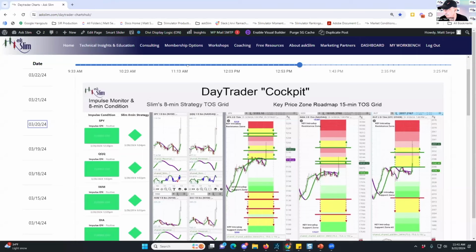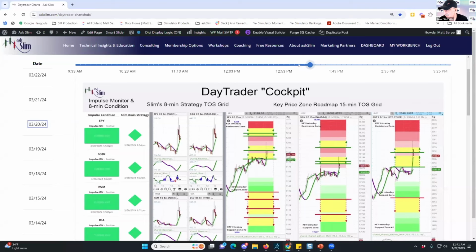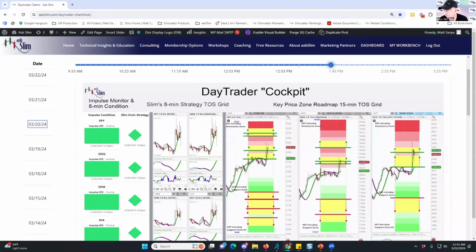If you keep advancing in here, you can see that the market remained strong. You had a little pullback in here, but the signals were not changing, and it was telling you about the strength in the market. And then the strength continued. Impulse monitor telling you it's strong. The strategy staying strong right over there.